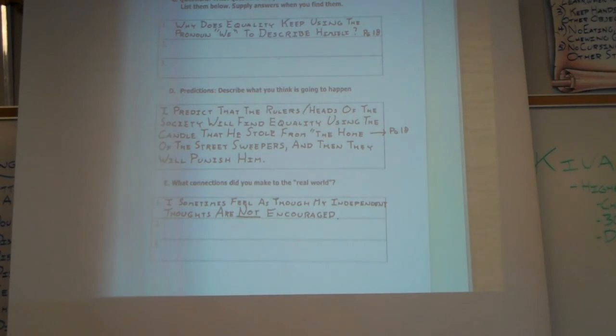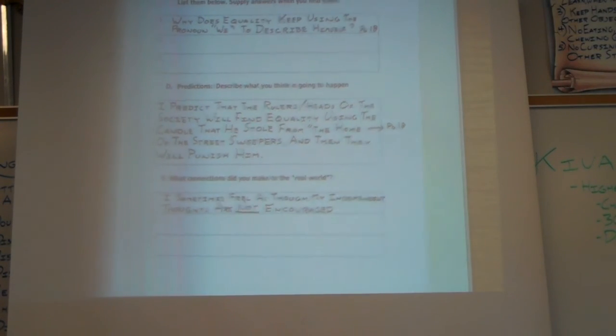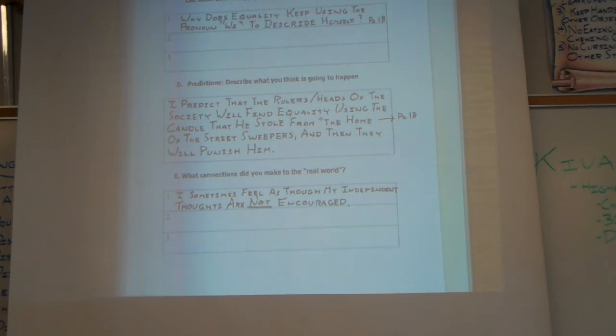The final section is section E. What connections did you make to the real world? And again, the idea here is that you are going to write a complete sentence about how the text is connected to stuff that occurs within your life.